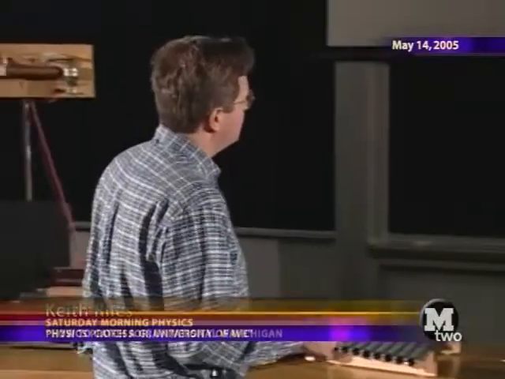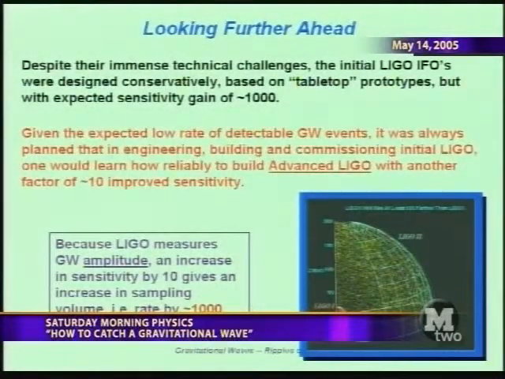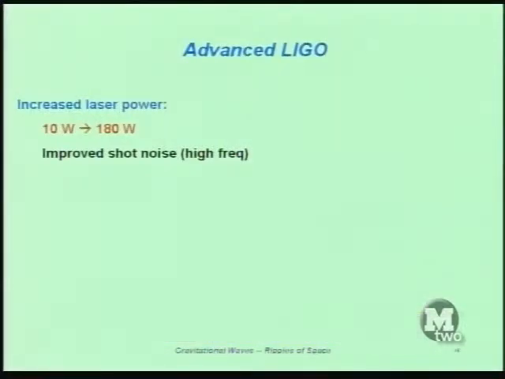This is an artist's depiction of that. This is what we might be able to see with the initial version of LIGO. This is what we can see with an advanced LIGO. There's much more to be looked at out there in the universe. So how do we get there?